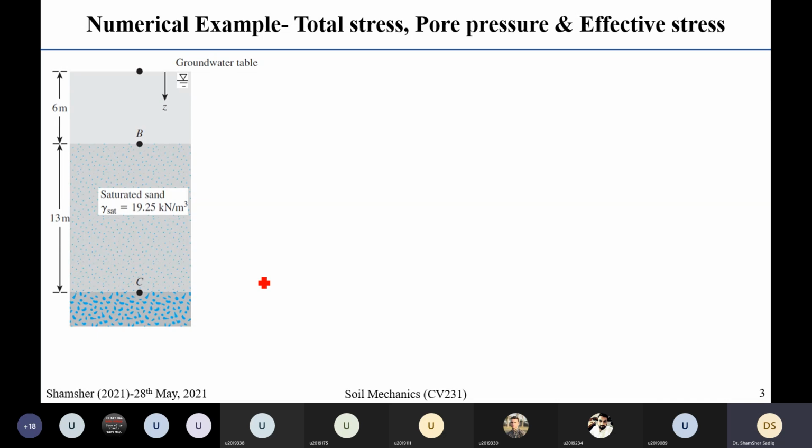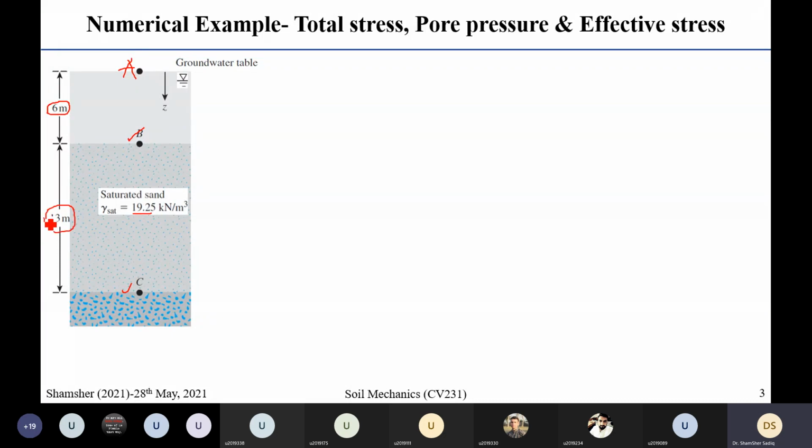So this is the numerical example. In this example, you have to note down, suppose this is point A. From point A to B, there is a groundwater table. There is no soil, and the height of the groundwater table is 6 meters. From point B to C, there is a saturated sand, and it has a unit weight of 19.25 kilonewton per meter cube. The thickness of the soil deposit is 13 meters.